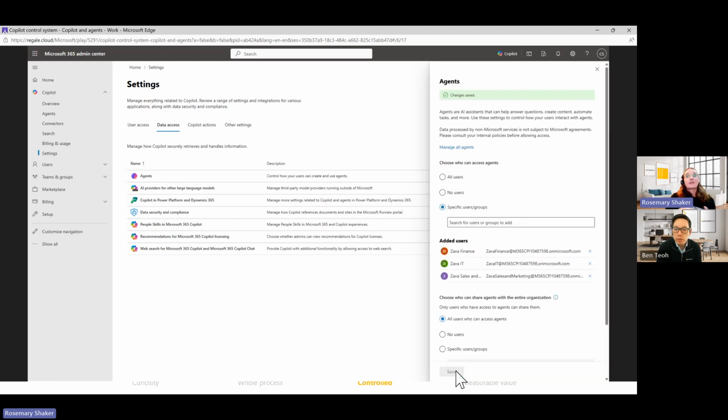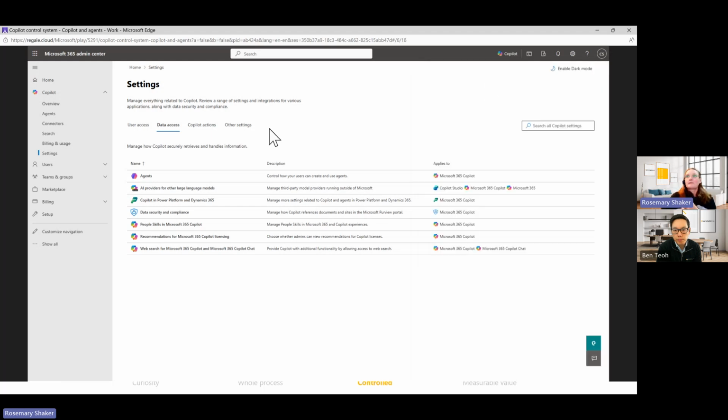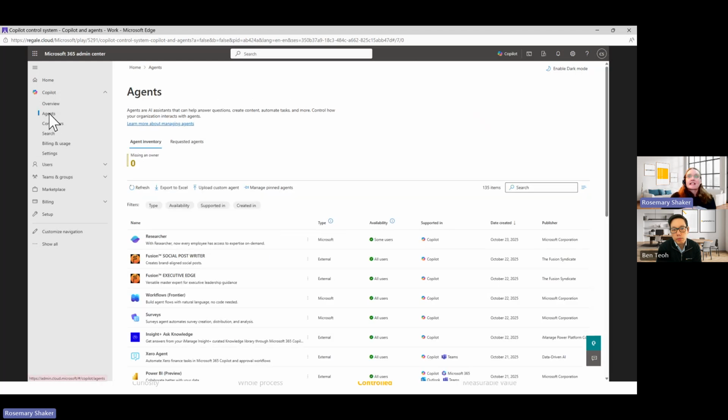So we can save that. So now we're getting some restriction on who has access to our agents. So again, as an organization, we're in control of that. We can come down and look more specifically at our agents. So there are two views that you'll see about agents when you look here.